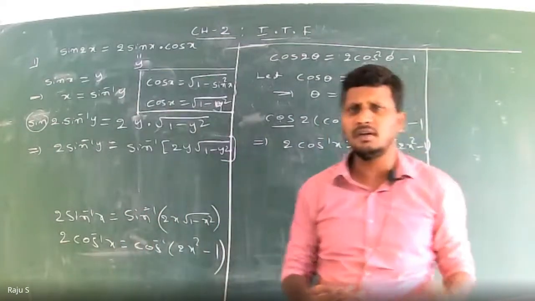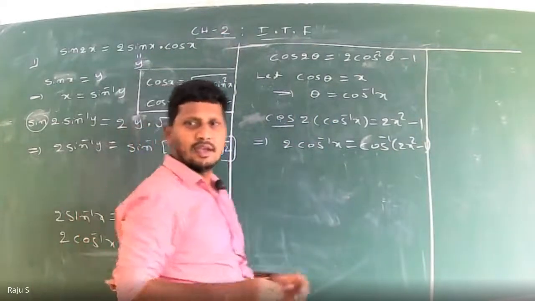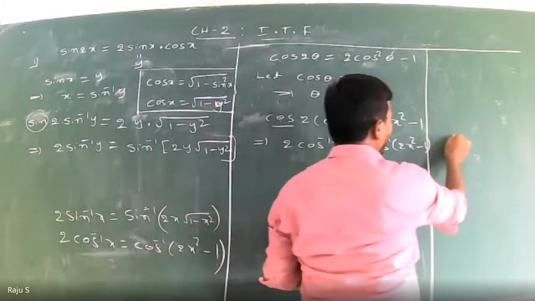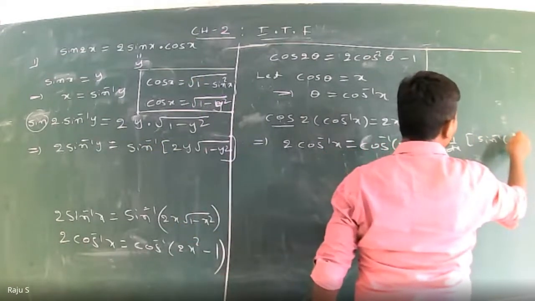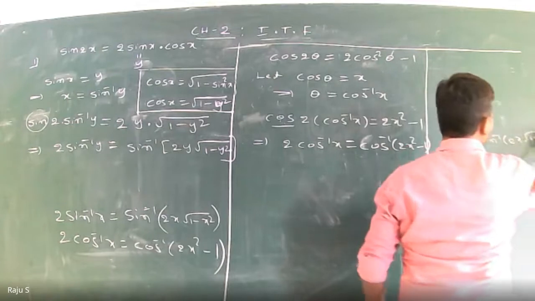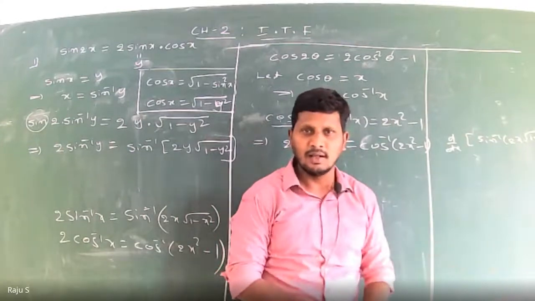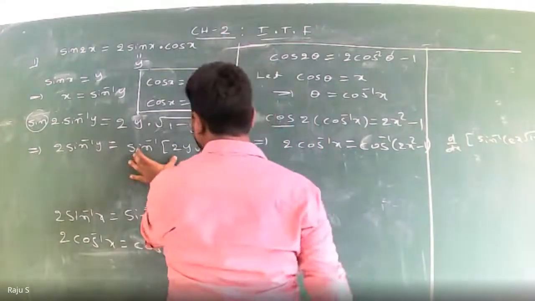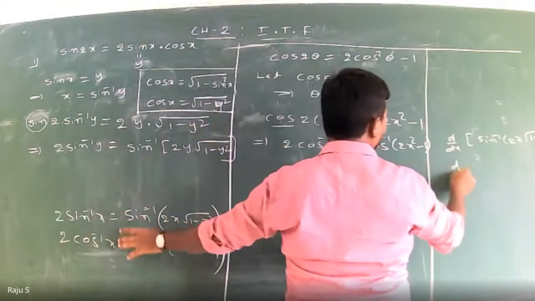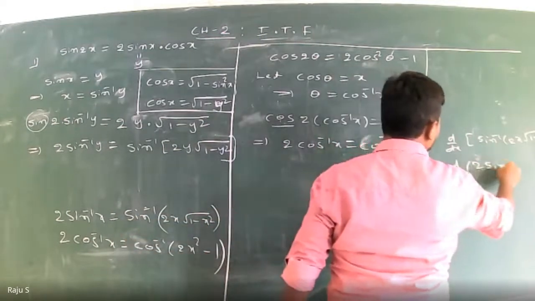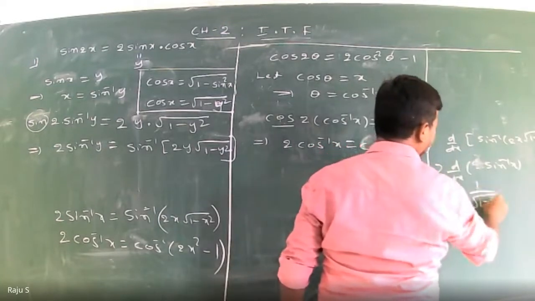So what is the advantage of these formulas? In exams, in calculus, if they want to differentiate, for example, d by dx of sine inverse of 2x into root over 1 minus x square, is it easy to differentiate? No, it is too difficult. But if you remember this formula, this can be written as d by dx of 2 sine inverse x simply. 2 is a constant, take it outside. So the derivative of sine inverse x is 1 over root over 1 minus x square.